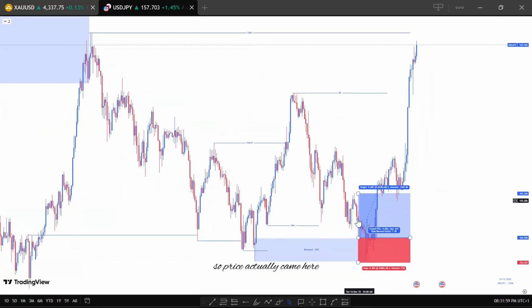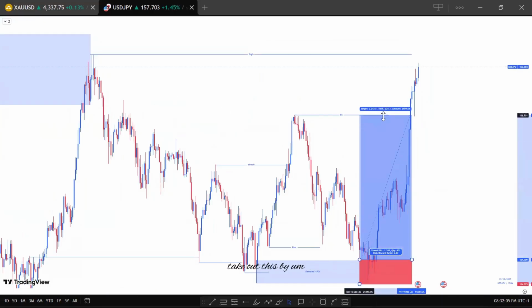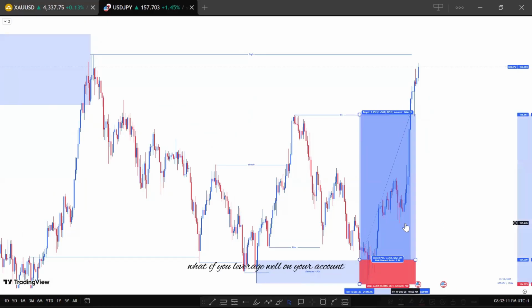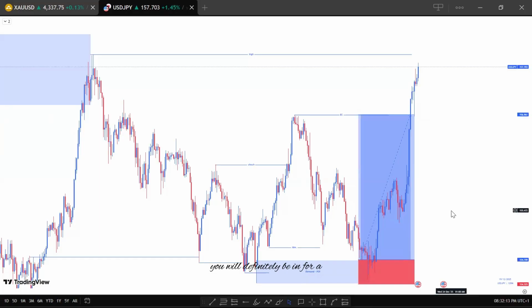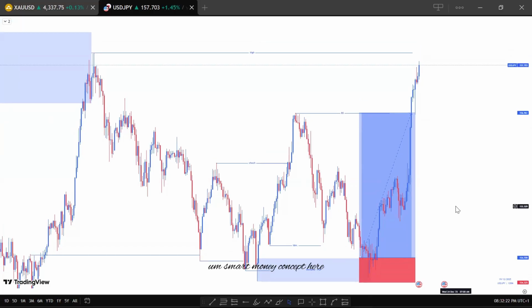So price came here, then we had these two highs right here. I knew that if price comes and takes out this break of structure, this is like a 1:5 risk-to-reward ratio. If you leverage well on your accounts, you would definitely be in for a lot of money from just this trade. So this is just like my A plus setup in trading smart money concept.